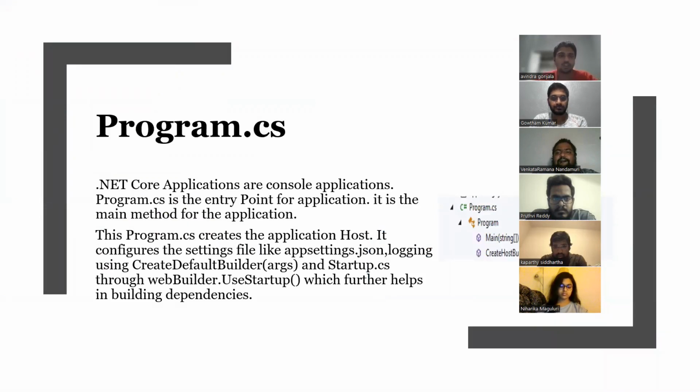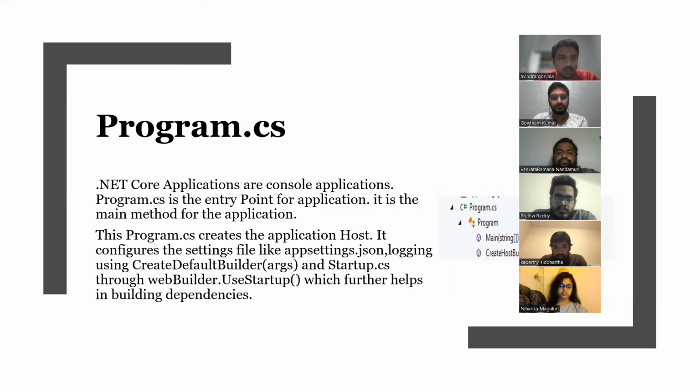Program.cs. We know that .NET Core applications are console applications. Program.cs is the main entry point for the application. For running any programming language, we want some main method for the application. This Program.cs creates the application host. This is the main method for the entry point to the application. These files contain the appsettings.json, logging, using the create default builder.